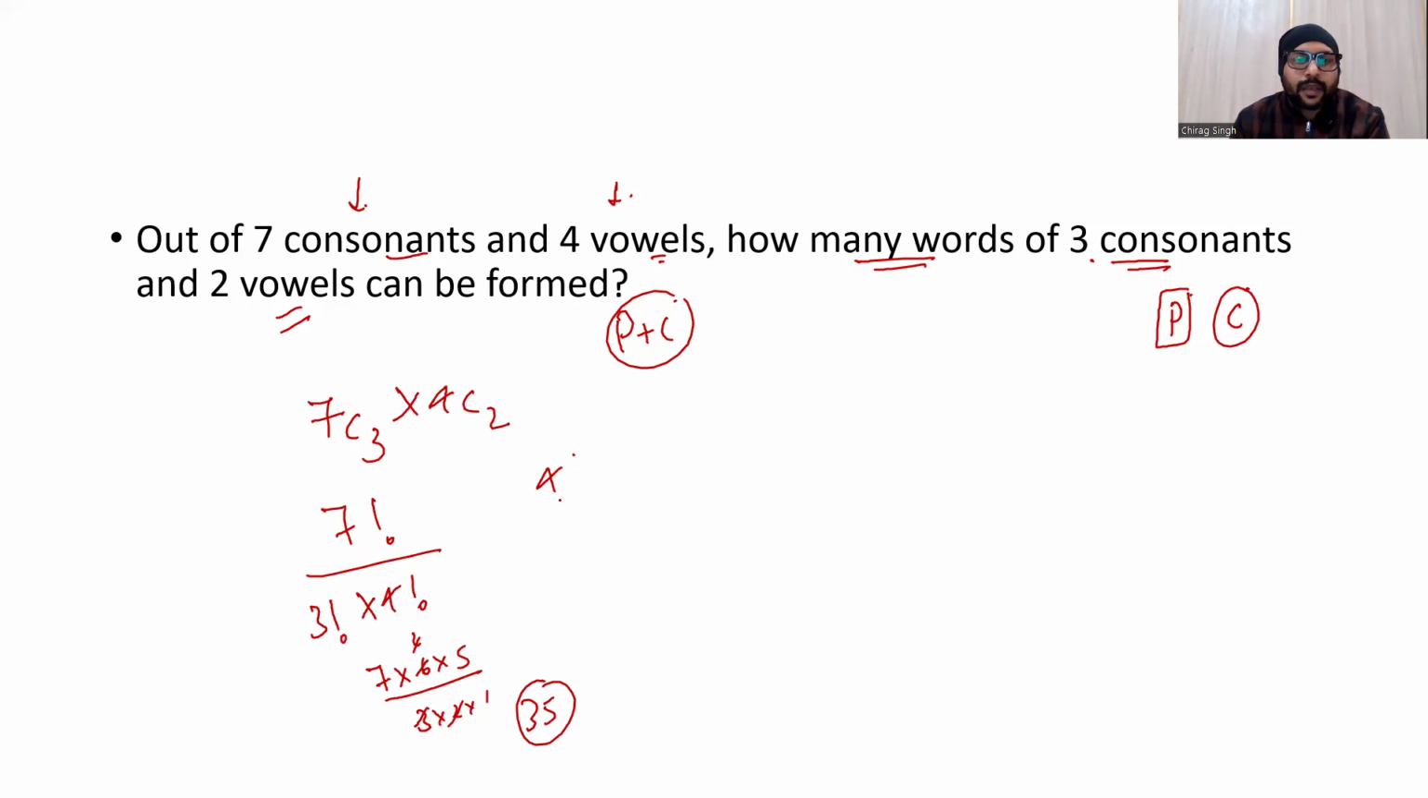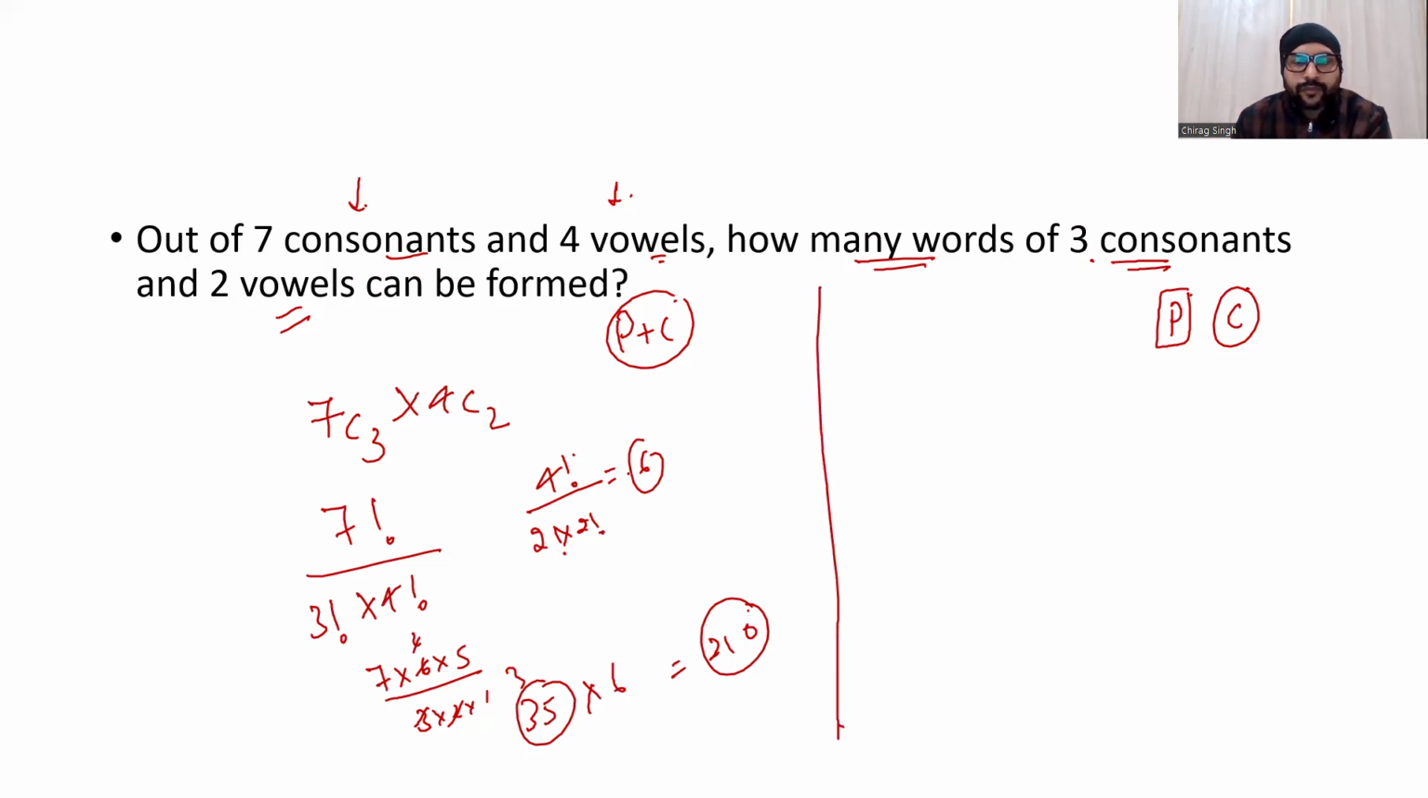उसके बाद 4C2 की वैल्यू क्या होगी? 4 फैक्टोरियल डिवाइडेड बाय 2 फैक्टोरियल इंटू 2 फैक्टोरियल। यानी 2 फैक्टोरियल 2 फैक्टोरियल हुआ 4, ये होगा 4 फैक्टोरियल की वैल्यू होती है 24, तो हो गए 6। तो 35 × 6 कितना है? 6 पंजे 30, 6 × 3 = 18, 210। 210 are the number of ways in which I can choose 3 consonants and 2 vowels out of 7 consonants and 4 vowels.